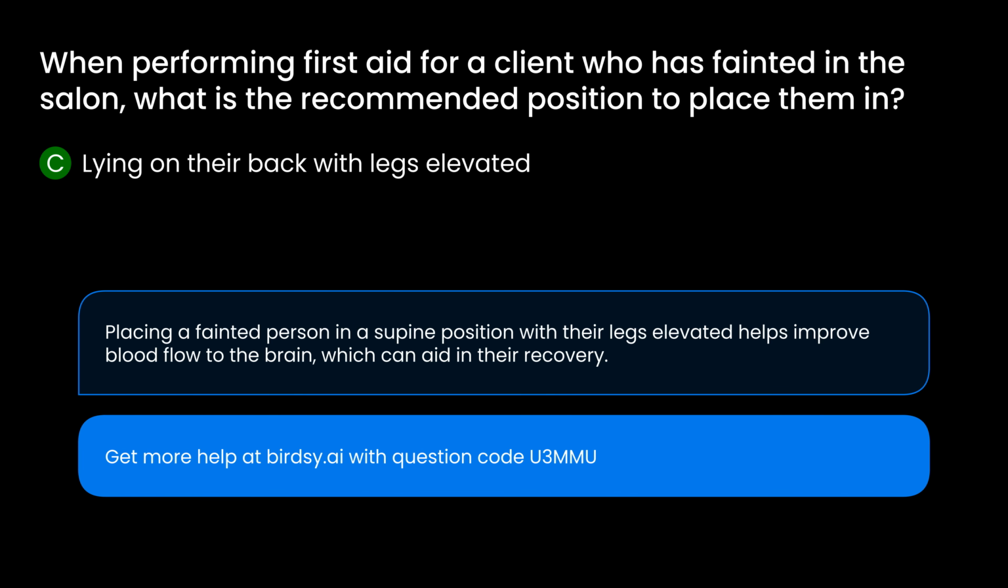Placing a fainted person in a supine position with their legs elevated helps improve blood flow to the brain, which can aid in their recovery.